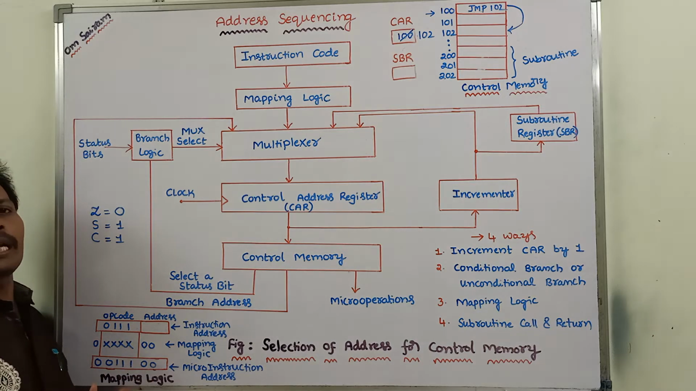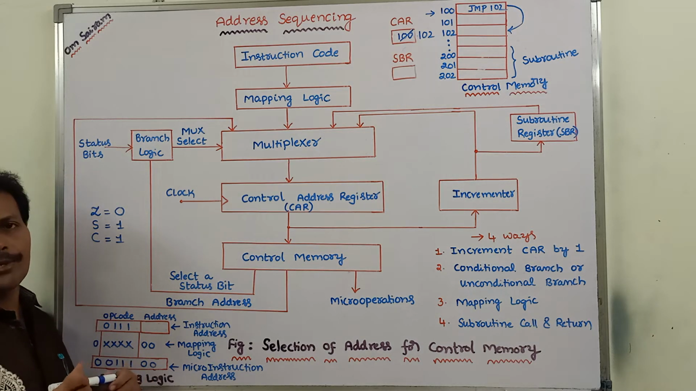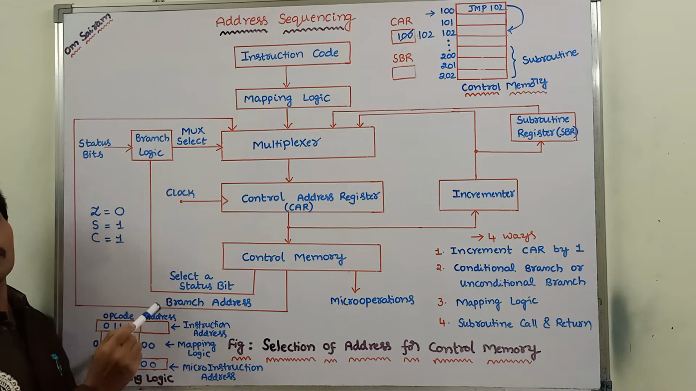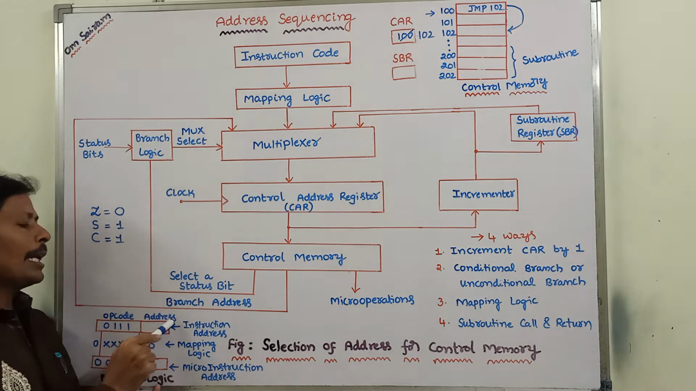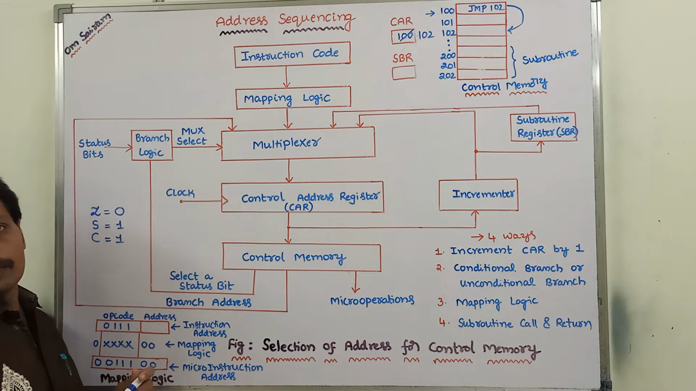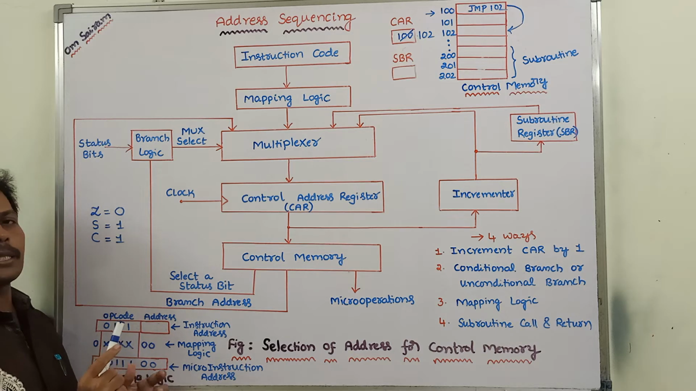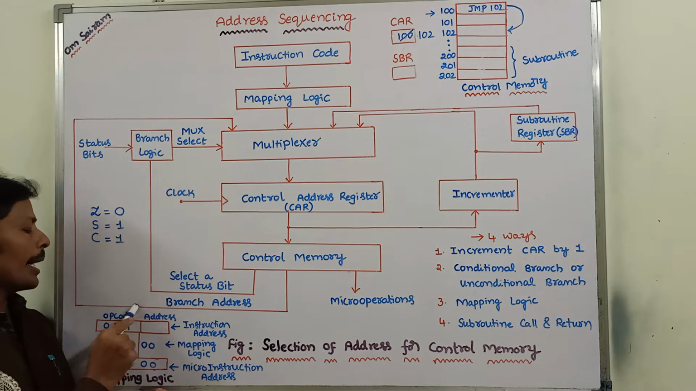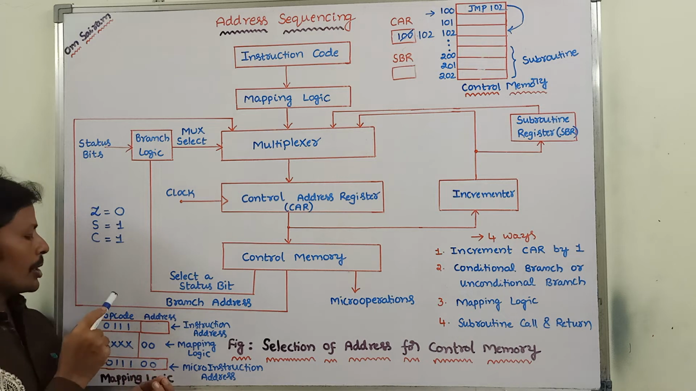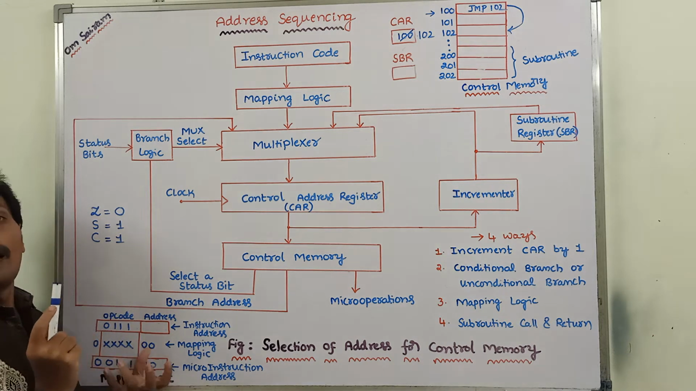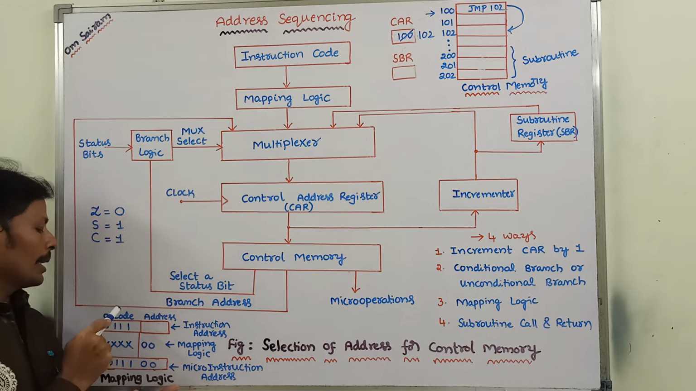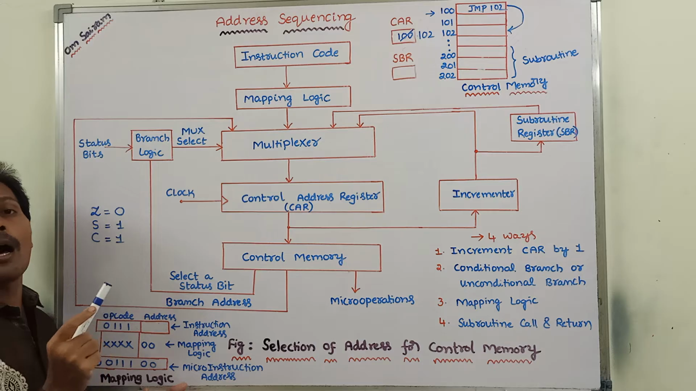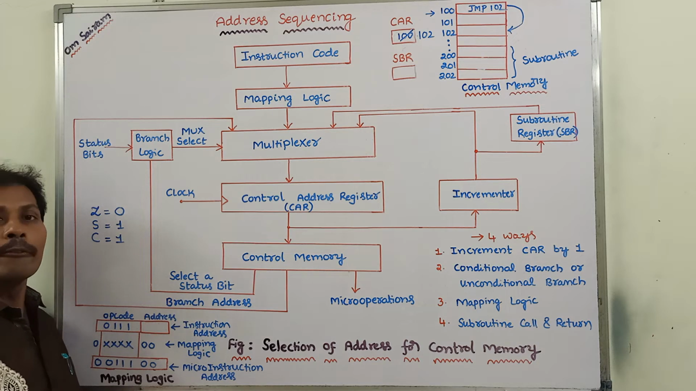So generally, a simple computer instruction consists of 16 bits. That 16-bit instruction can be divided into two fields. The first field is called the address field. Bits 0 to 11, that is 12 bits, can be allocated for the address. Next, bits 12 to 15 can be allocated for the opcode. This opcode defines what operation is to be performed.